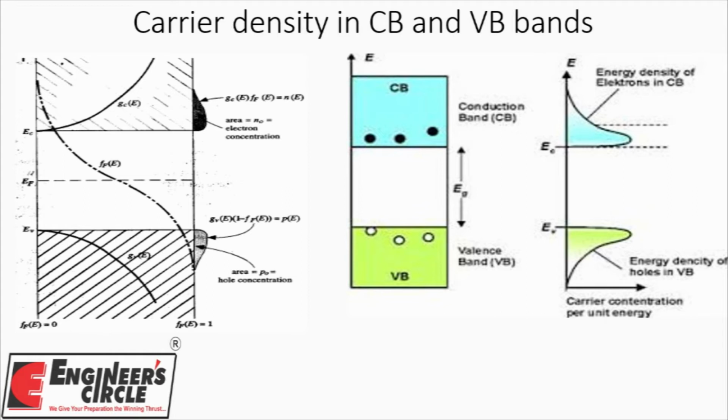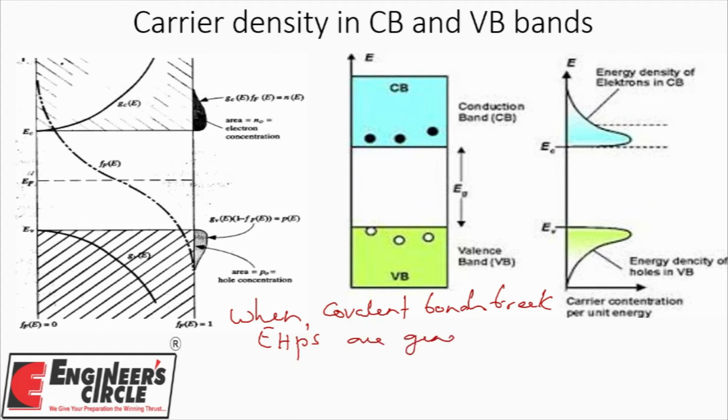So look at the carrier density in the conduction band and valence band. This is what you discussed until now. We know that when covalent bonds break, EHPs, electron hole pairs, are generated. So you can see from here an electron that is moving to the conduction band. So there is one electron in the conduction band, one vacancy in the valence band.